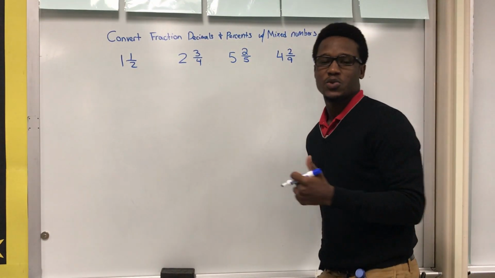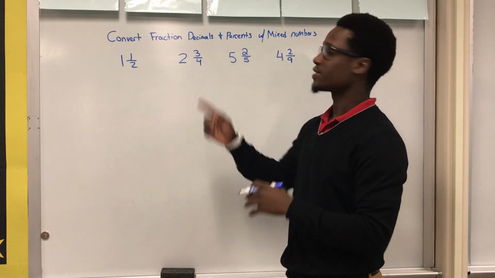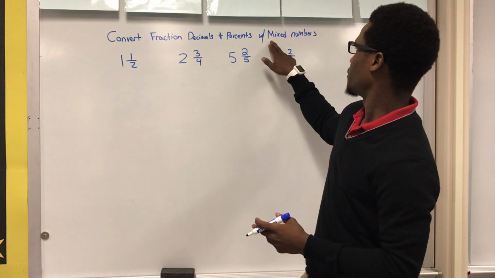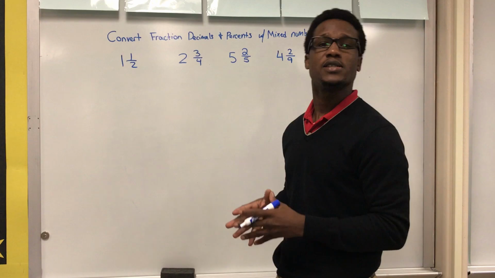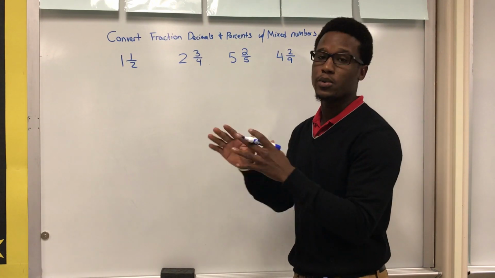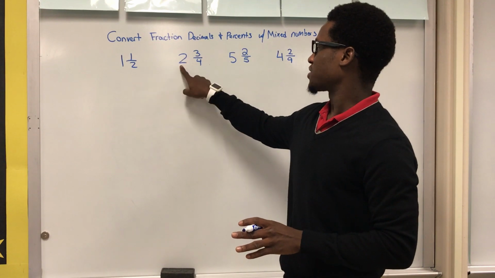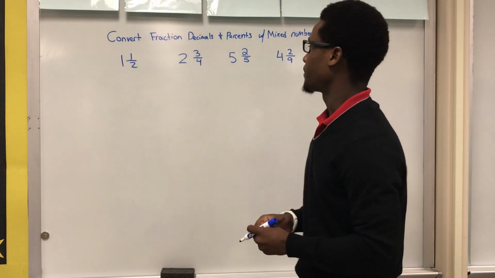Okay, class, so last week we explored converting fractions, decimals, and percents with just regular fractions. Now what we're going to do is try to do them with some mixed numbers. So I just wanted to show you guys it's basically the same concept, except now we're just going to separate the whole number out. If there's a mixed number, it means that there's a whole number and a fraction here.